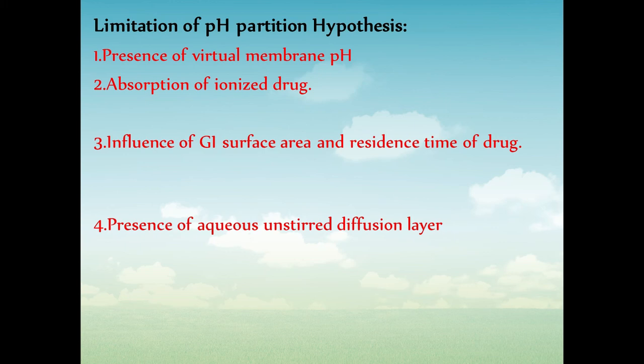In this hypothesis we did not consider any pH or pH range of your mucous membrane, that is the virtual membrane pH. Okay, then the second one is absorption of ionized drug. In the whole pH partition hypothesis we mostly consider the absorption of unionized drug. We are saying that the unionized form of drug will get better absorbed, but what about the ionized drug absorption?